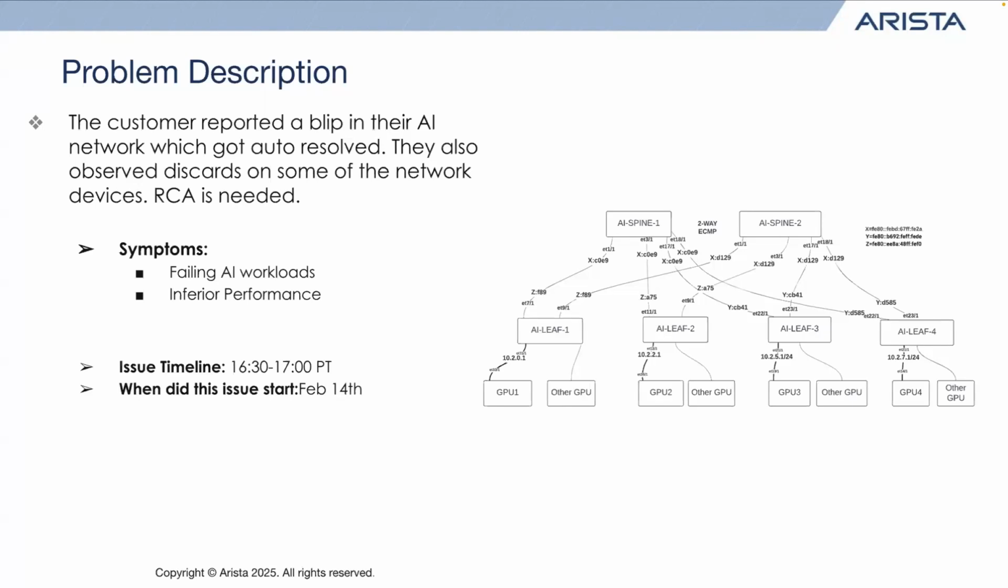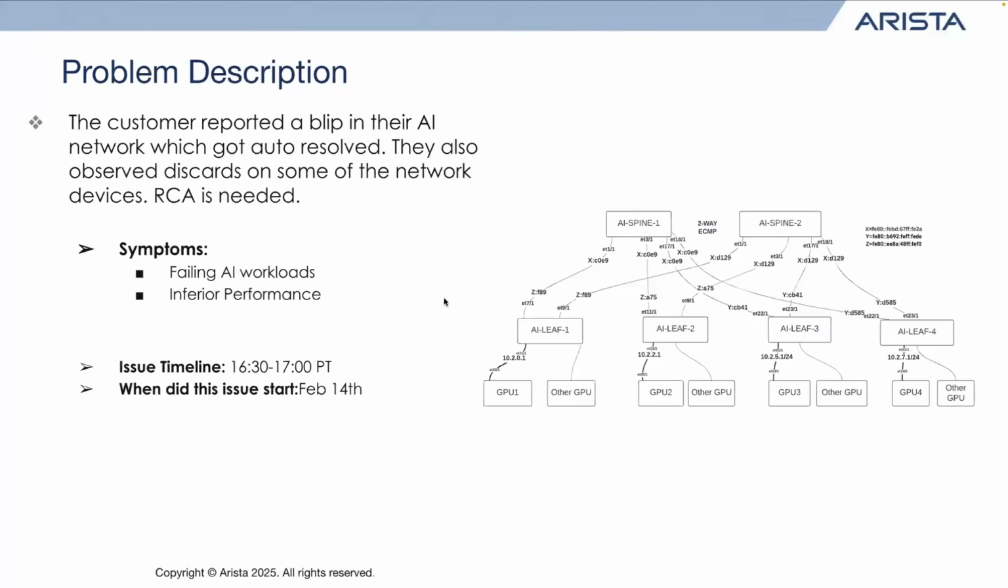Since we are performing a root cause analysis, we need to first clearly define the problem statement, and that's something we already have. But along with that, we also need the symptoms being observed by the customer, the timeline of the issue, and a well-defined topology diagram. We have a topology diagram in place, which is the same one that we discussed earlier.